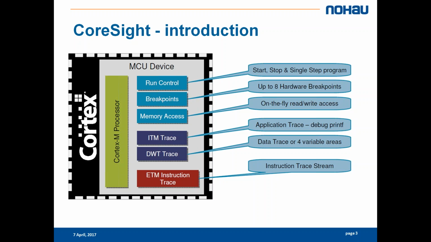Okay, so let's talk debug and trace. So this is the CoreSight that is involved when it comes to debug and trace. So this is part of the ARM IP. So your Cortex MCU has a few of these or all of these.